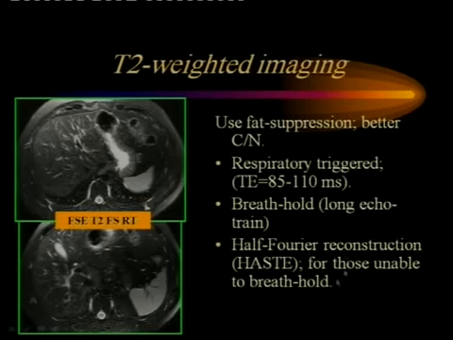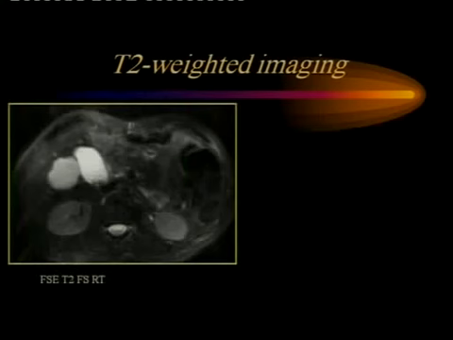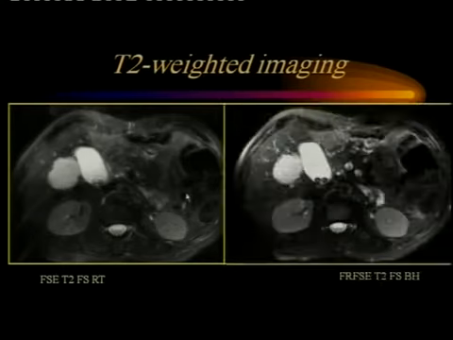Particularly, this is useful in patients who have difficulty with breath holding, and may help in that situation. So, for example, a patient like this who had a T2 weighted image with fat saturation and respiratory triggering, you see all the artifacts generated by the respiratory motion.